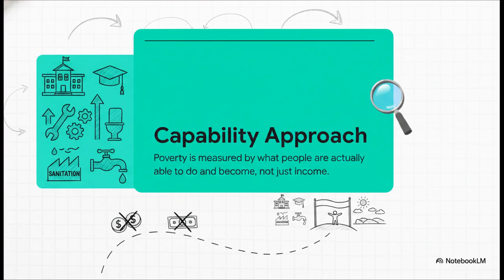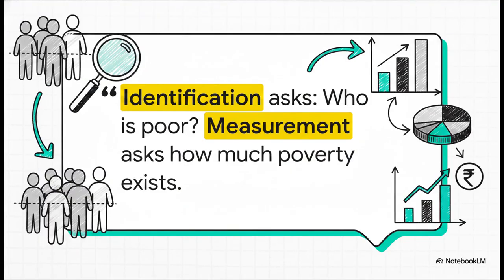Scholar Lin Yang really builds on this, pointing out that even if someone manages to cross a specific income line, they might still be suffering from intense material deprivation and social exclusion. If they don't have access to clean sanitation, decent education, or secure work, well, money alone just paints a really incomplete picture.